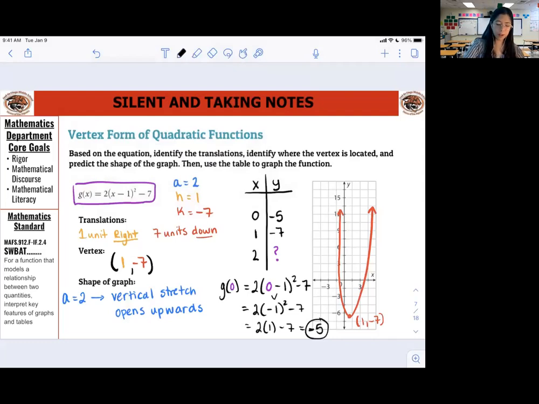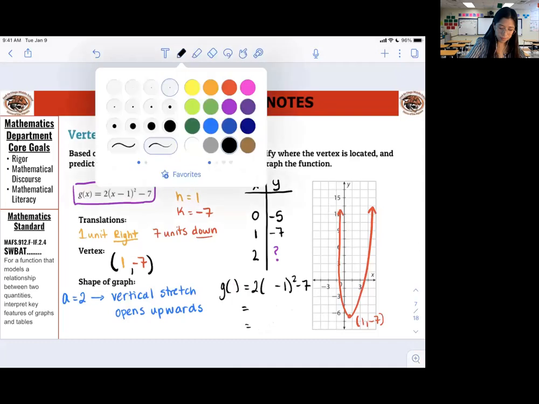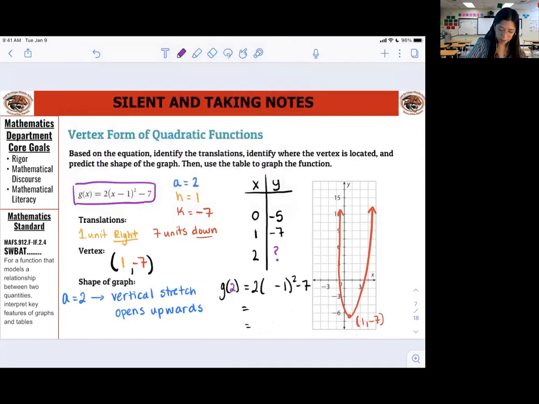Okay, so now I'm going to do the same exact thing, but this time I'm plugging in 2. So 2 is my input. And let's see what I get. Same thing, we're going to do parentheses first. So 2 minus 1, what do I get? 1. 1 to the power of 2 is 1. 2 times 1 is 2. And 2 minus 7 is -5.